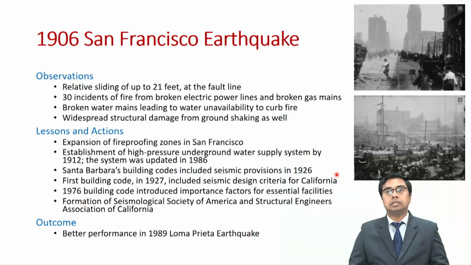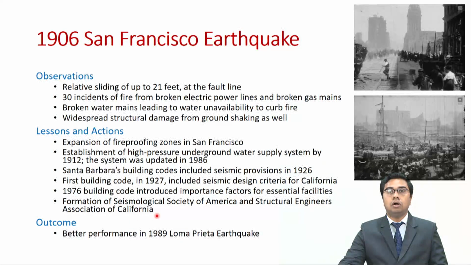There are several lessons that we learn from this earthquake. For instance, the expansion of fireproofing zones in San Francisco happened after this earthquake. The city also adopted a high pressure underground water supply system. The first building code in 1927 included seismic design criteria for California. There was also formation of organizations like the Seismological Society of America and the Structural Engineers Association of California.